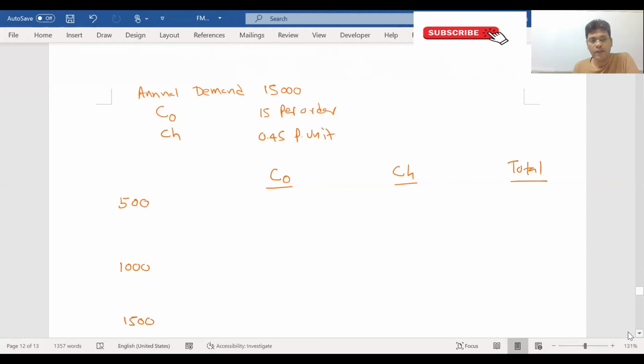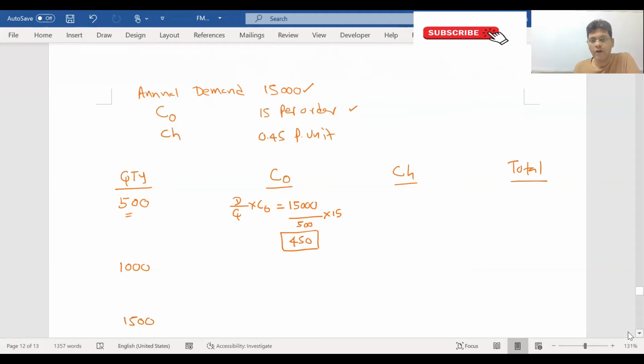With this, we will try to identify how we can minimize the cost. When you place the order quantity of 500, what will be the ordering cost? The ordering cost is demand divided by the quantity times CO. How much is the demand? Demand is 15,000, and the quantity that you are going to order is 500, times per order cost of 15. So when you simplify, this cost will be 450.